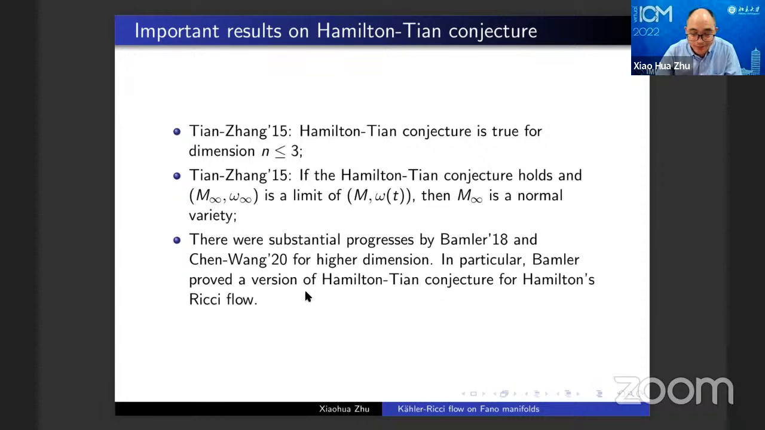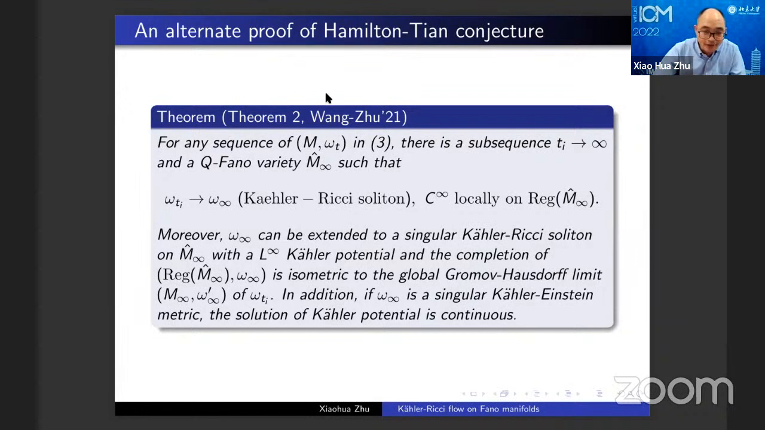So in a joint work with Wang, we also give an alternate proof by using a technique from the complex Monge-Ampère equation. So we actually prove the following theorem. For any sequence in the flow, we can always find a subsequence and also a Q-Fano variety, M infinity hat.